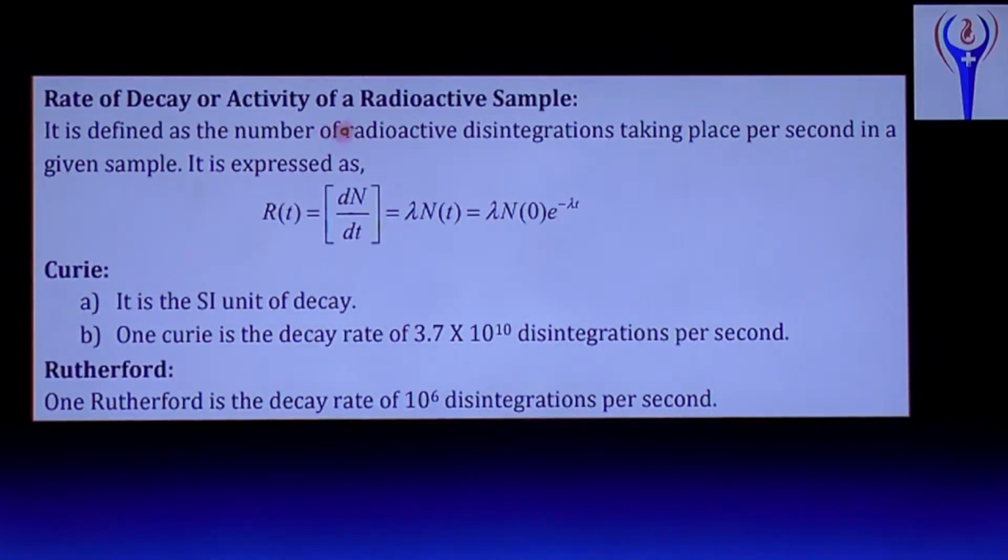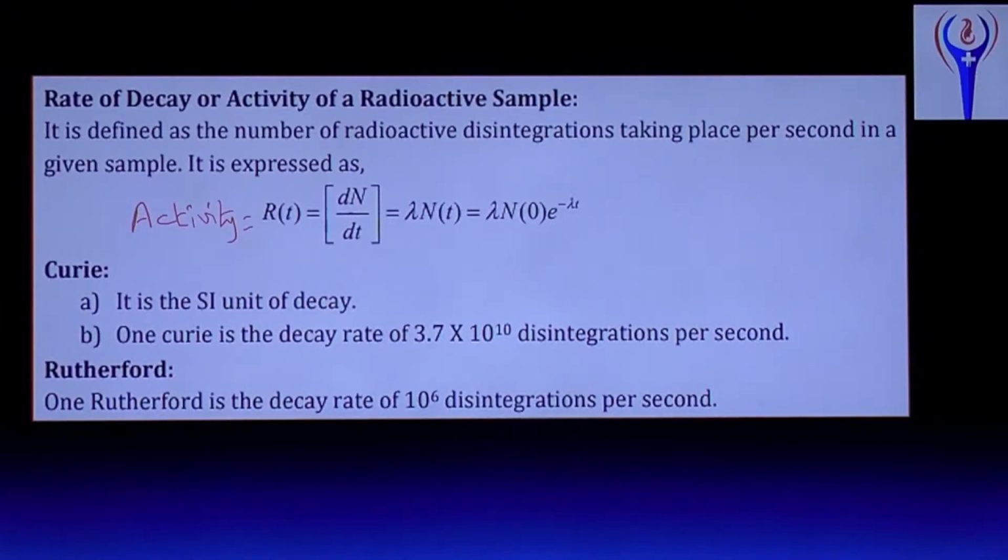Rate of decay or activity of a radioactive sample. It is the number of radioactive disintegrations taking place per second in a given sample. It is expressed as R or simply activity. Activity equals dN by dt, which equals lambda into N. And N equals N naught into e power minus lambda t, that we know the formula.